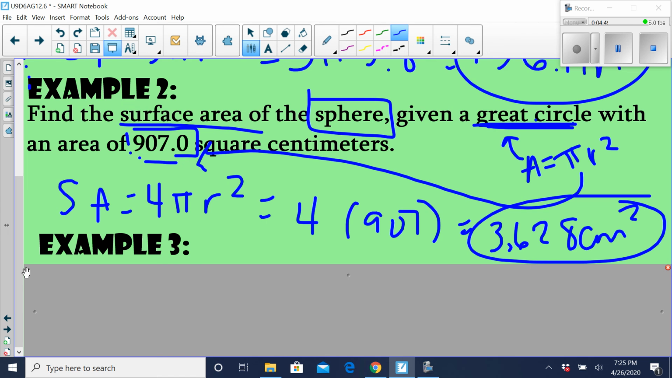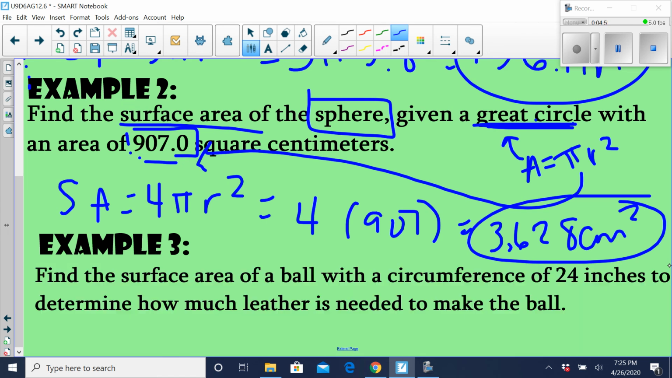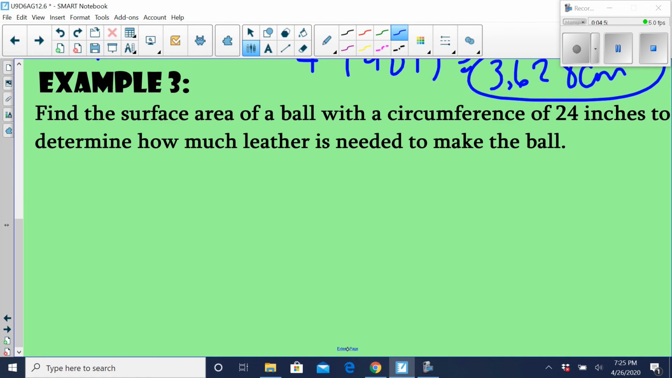Okay, one more example on this page. It says, find the surface area of a ball with a circumference of 24 inches to determine how much leather is needed to make the ball. Okay, so if I'm thinking surface area of a ball, that's going to be the surface area of a sphere, which is our 4 pi r squared.